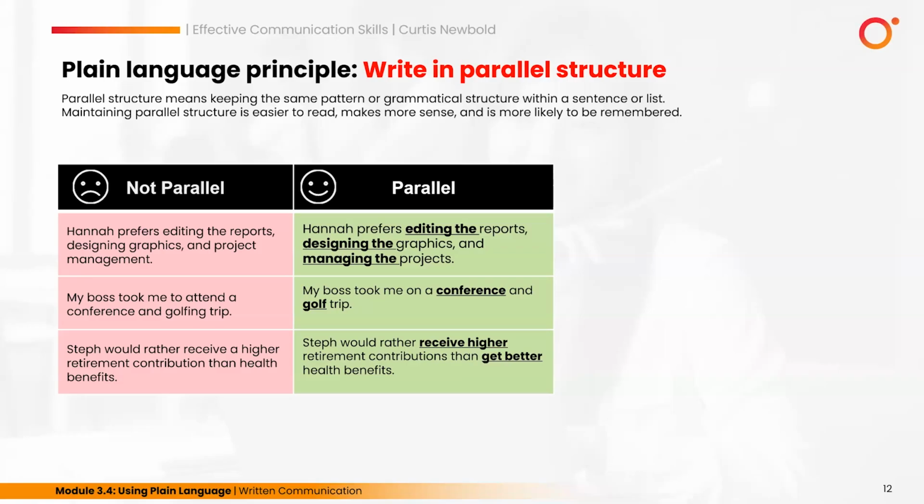If you change that to be parallel structure, you're going to start each part of her list with the same verb construction. So: Hannah prefers editing the reports, designing the graphics, and managing the projects. You change project management, which is a noun phrase, and turn it into that verb phrase. Okay, so the second example there: my boss took me to attend a conference and golfing trip.